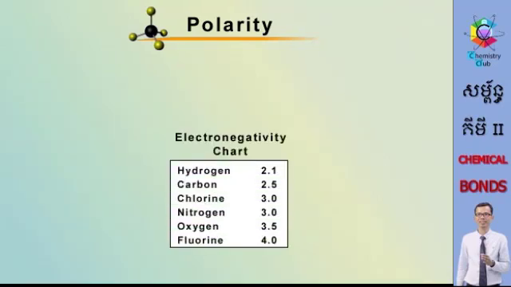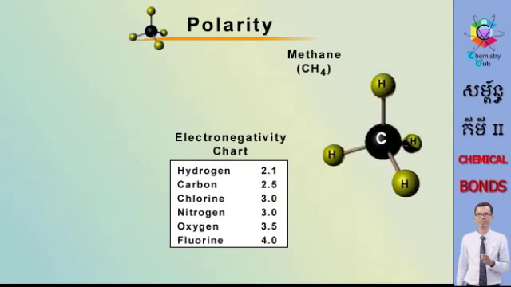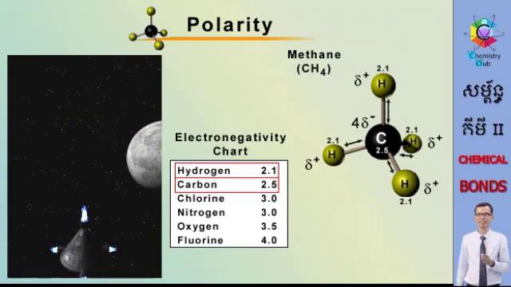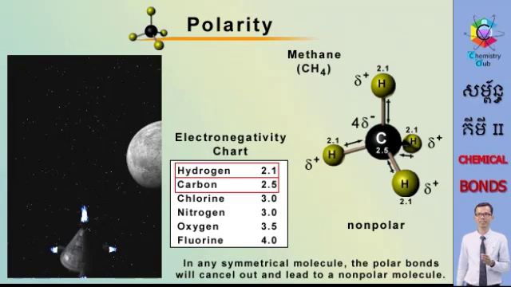Now look at one more example. The Lewis structure for methane is a tetrahedron with a hydrogen atom at each corner. Carbon is more electronegative than hydrogen, so the arrows point from the hydrogen atoms toward the carbon atom. These polar bonds interact in such a way as to cancel each other. Because they cancel each other, methane is a nonpolar molecule. In fact, in any symmetrical molecule, the polar bonds will cancel out and lead to a nonpolar molecule.